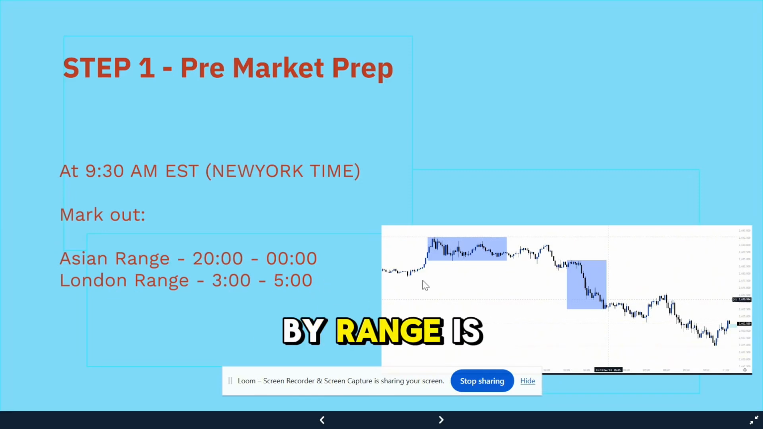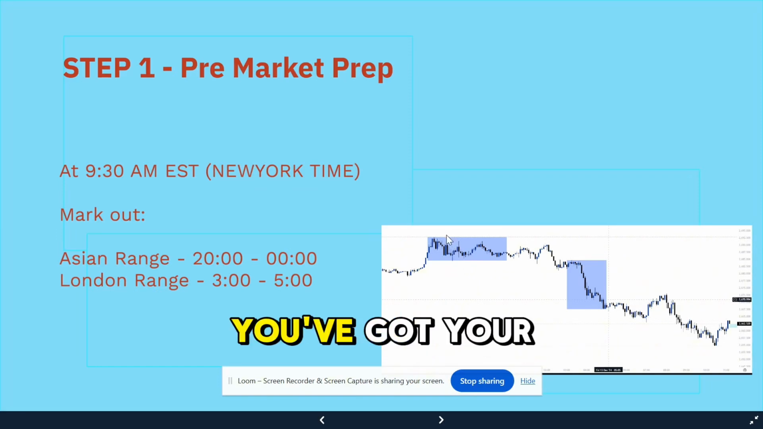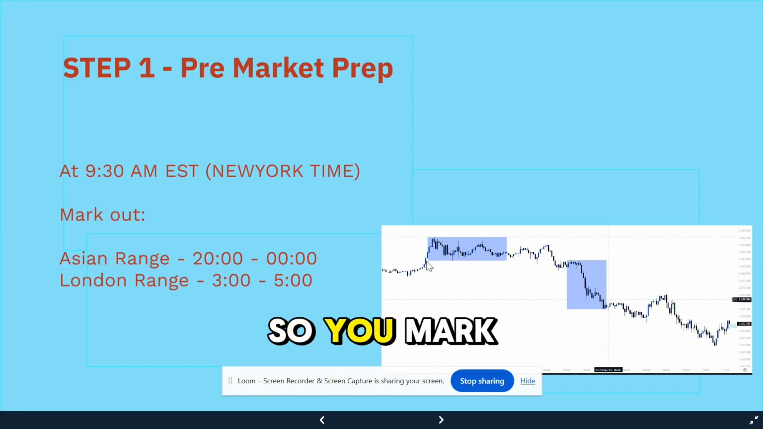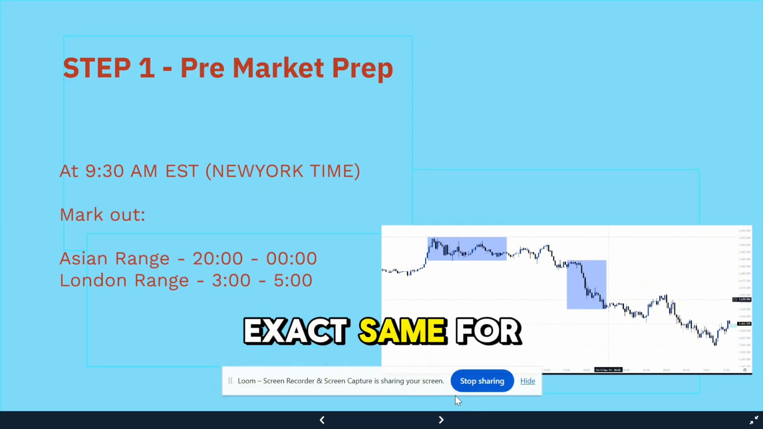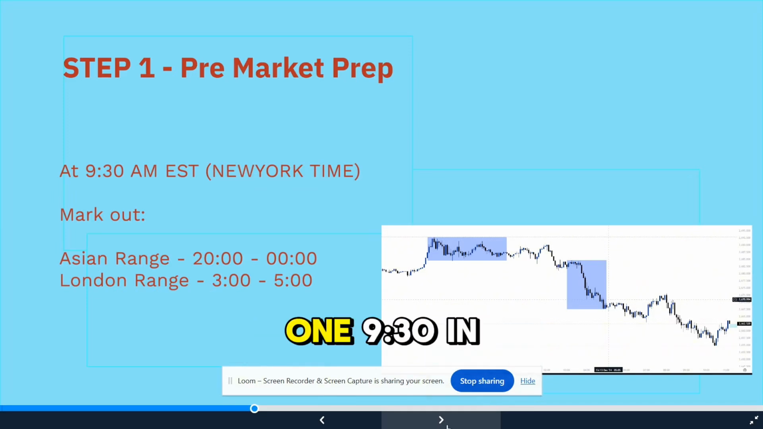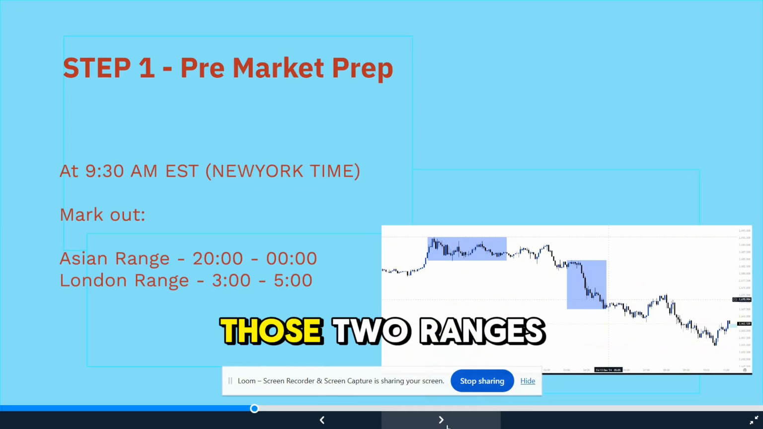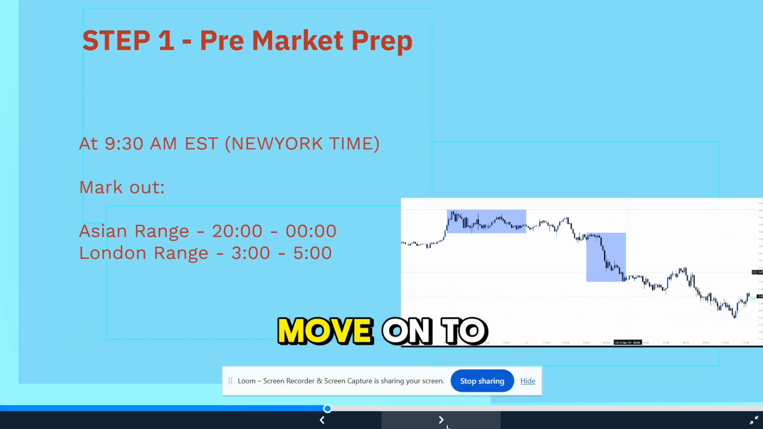And what I mean by range is you see this rectangle here, you've got your high and you've got your low. So you mark out the whole range, where the high is, where the low is, and where the time ends, so you can see it clear as day on the charts. You do the exact same for the London range as well. So that's step one, 9:30 in the morning. You'd mark out those two ranges and then you move on to step two.